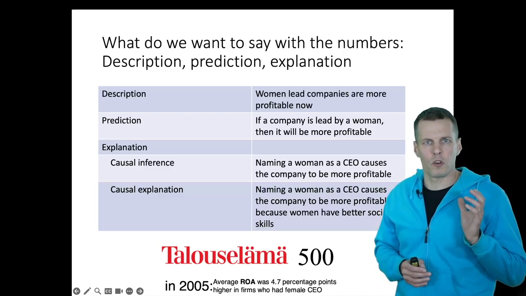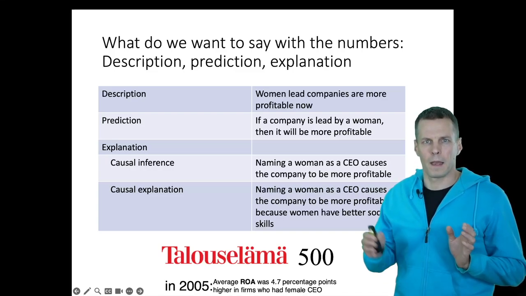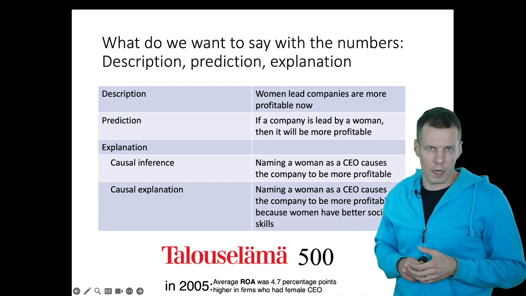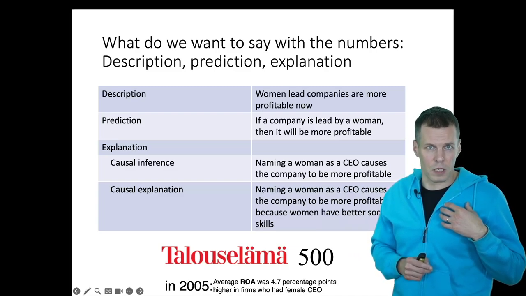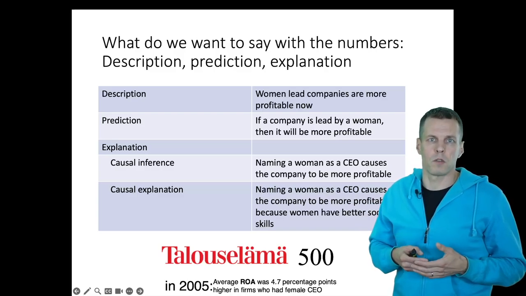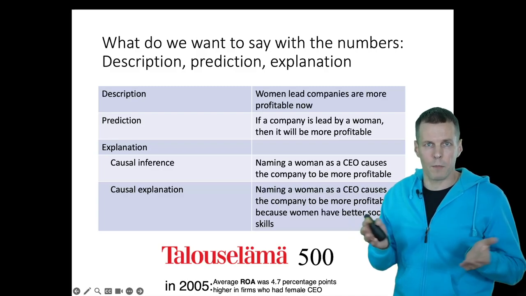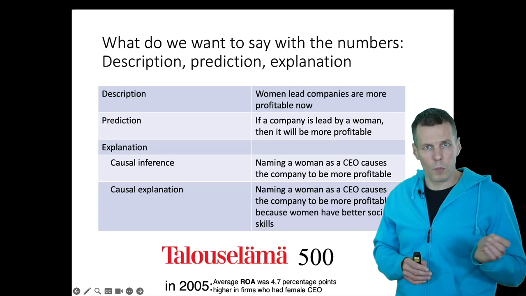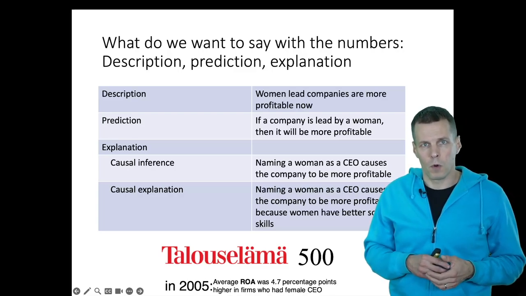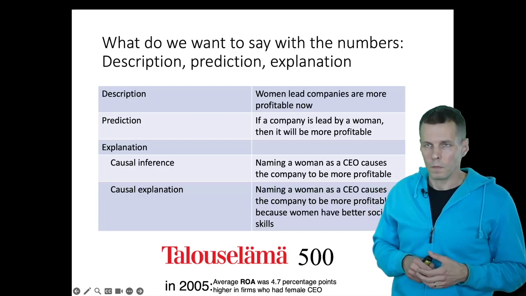So simply observing that female CEOs and company profitability correlate does not allow us to make any explanations. It's just a correlation. The explanation would have to come from somewhere else, and then we test those other explanations. For example, the explanation of how or why women-led companies are more profitable could come from a qualitative study where we go and see how women lead the companies.